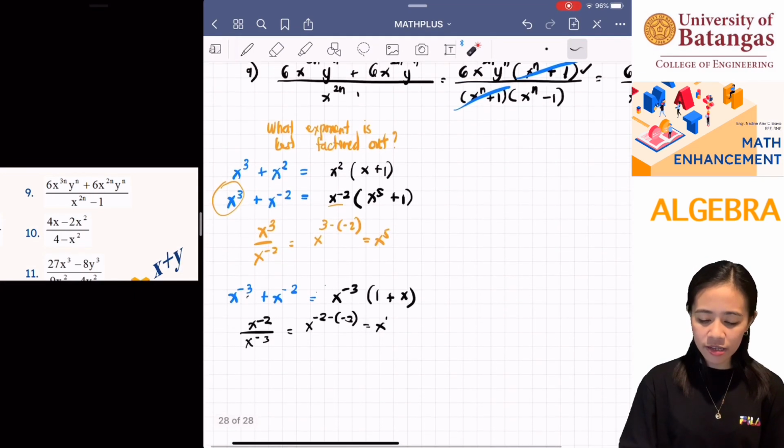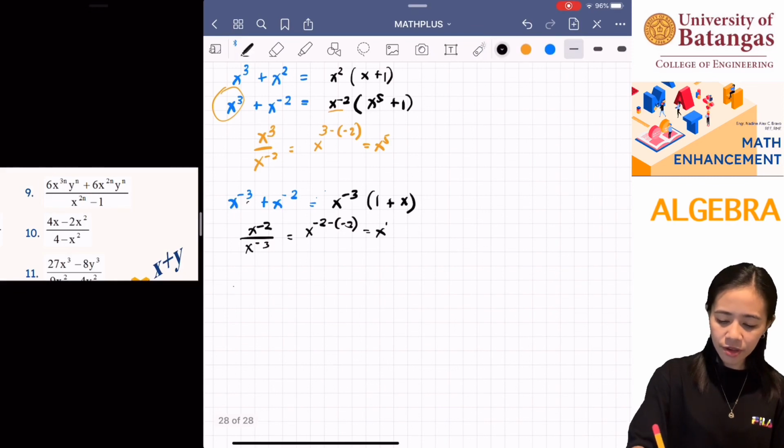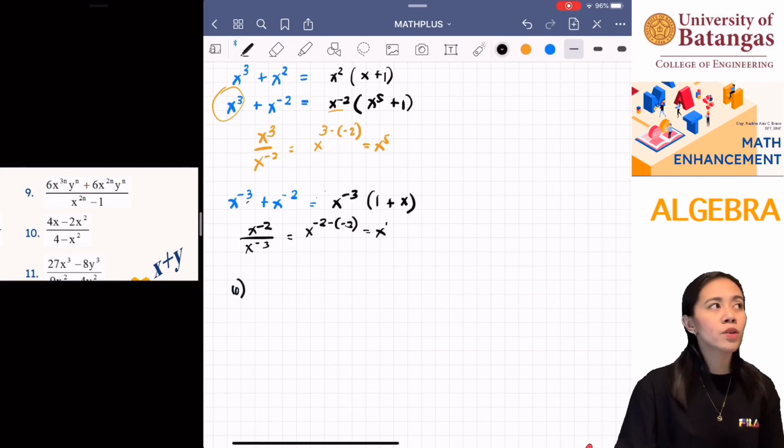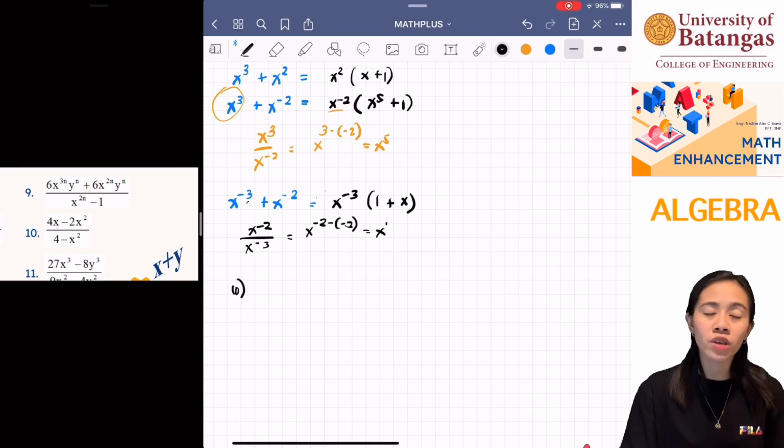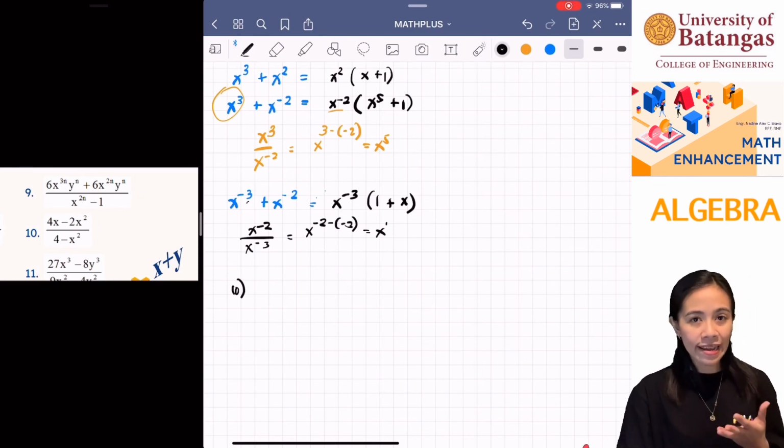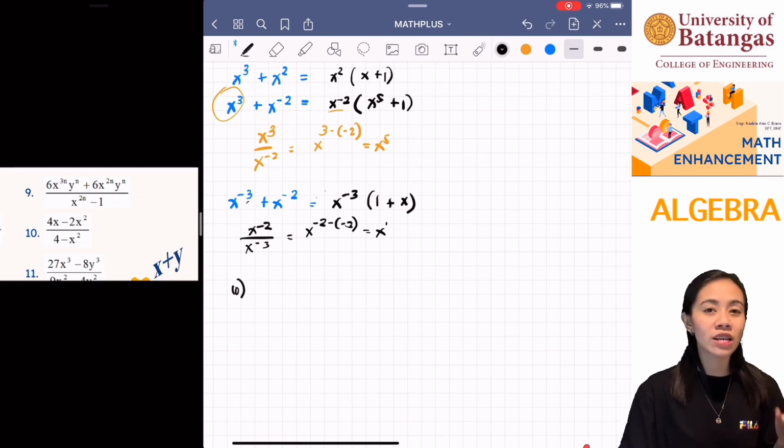Okay. Next, let's proceed to number 10. Yung terms with exponents that are fractions, saka natin yan aralin kapag nag-radicals tayo. Kasi yung radical expressions natin yung fractions na exponent eh. Okay?